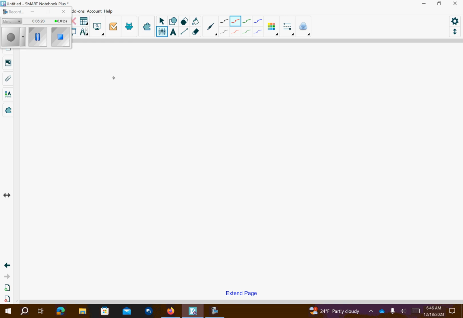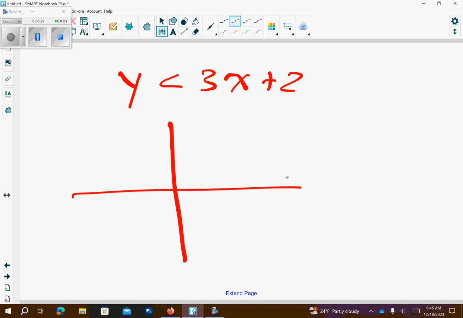Remember when you have a problem like this, when you do this type of problem, first off you say, okay, it crosses at 2, it's up here. Has a slope of 3, so up 3, right 1. Remember, because I don't have an equal sign, this is going to be dotted.